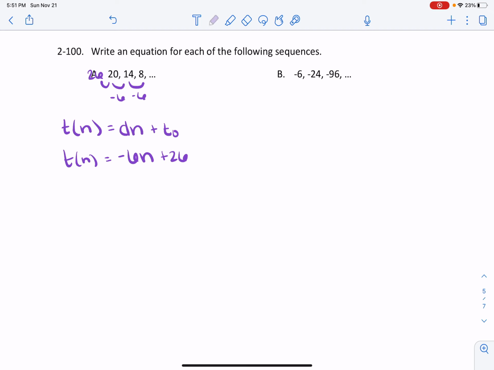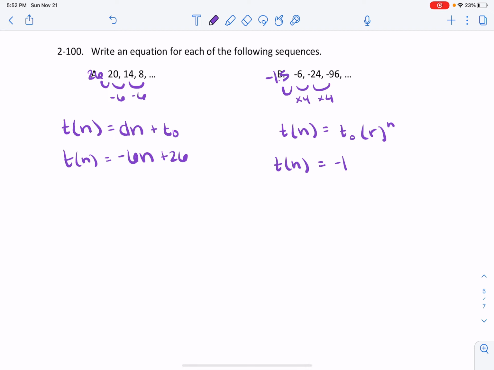Here I can see that it is multiplying by 4 each time, so that tells me it is going to be geometric. So that formula is, okay, so the 0 term, if I were to go back, would be negative 1.5, times 4 to the n.